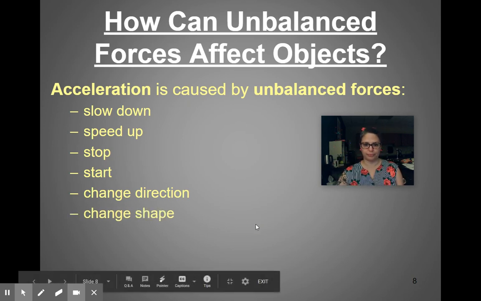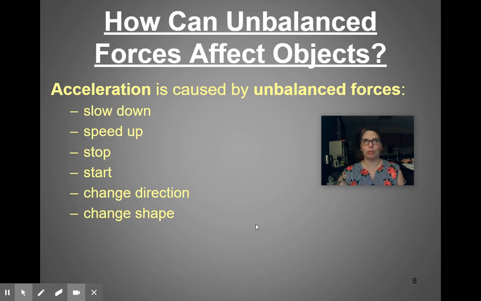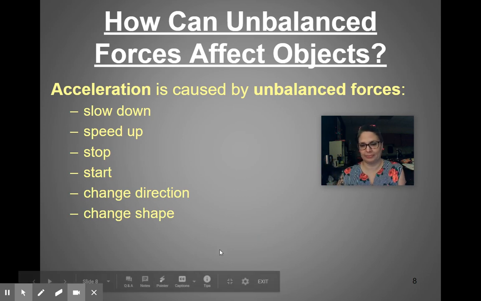I changed direction. And then the change in shape. Well, let's say these tables were paper and the stronger person was going against me, it's going to crumble up a little bit on their side and move at the same time.